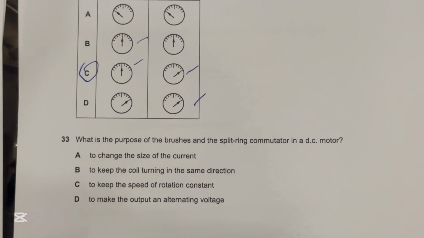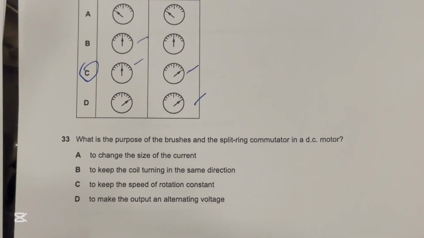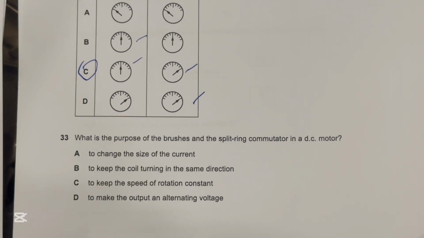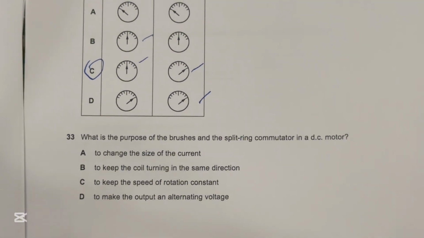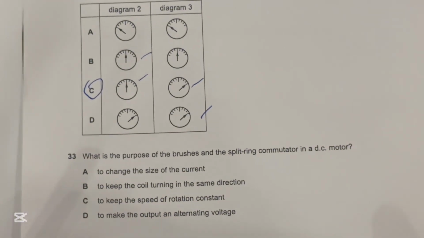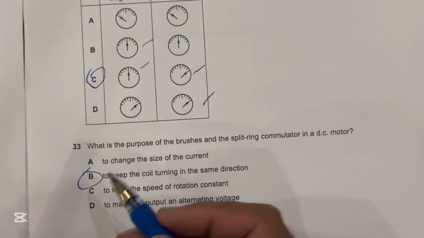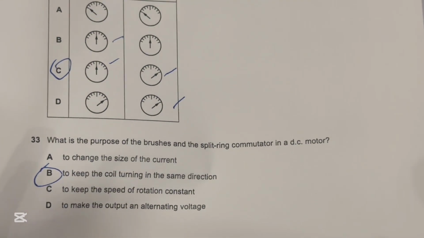Moving to question number 33, what is the purpose of the carbon brushes and the split ring commutator in a DC motor? Okay, to change the size of the current, no. To keep the coil turning in the same direction, yes. That's why the direction doesn't change. So option number B is the right choice.